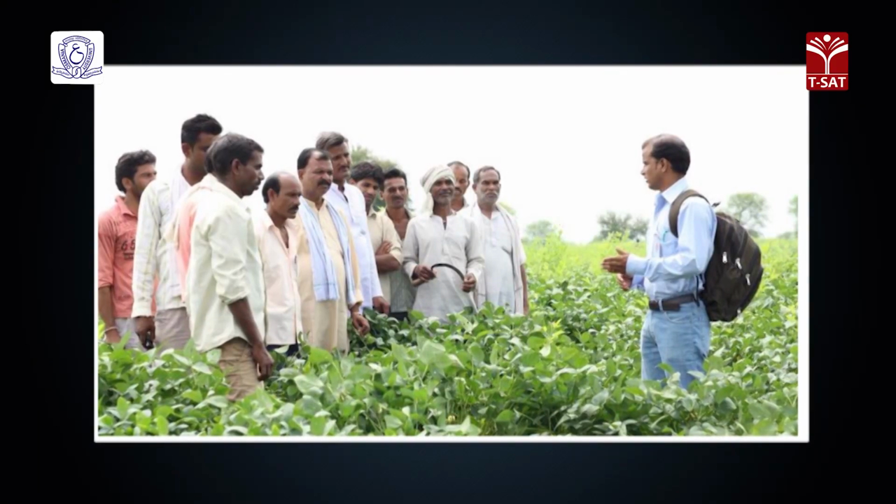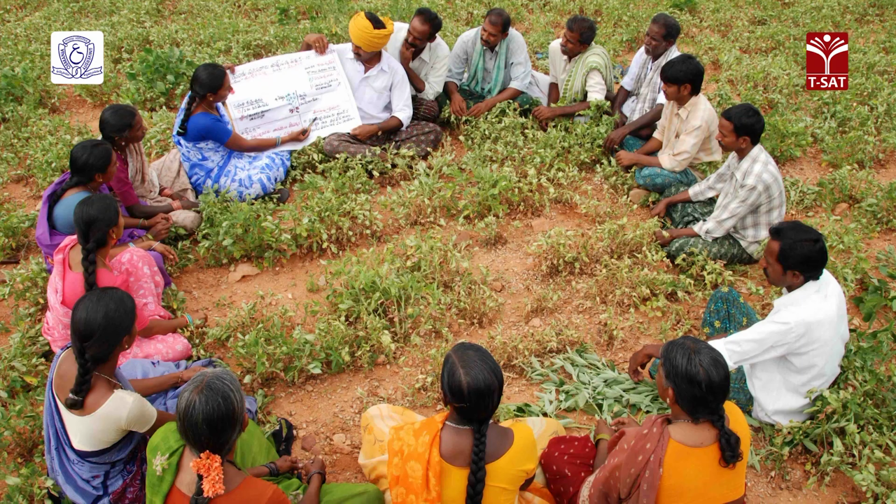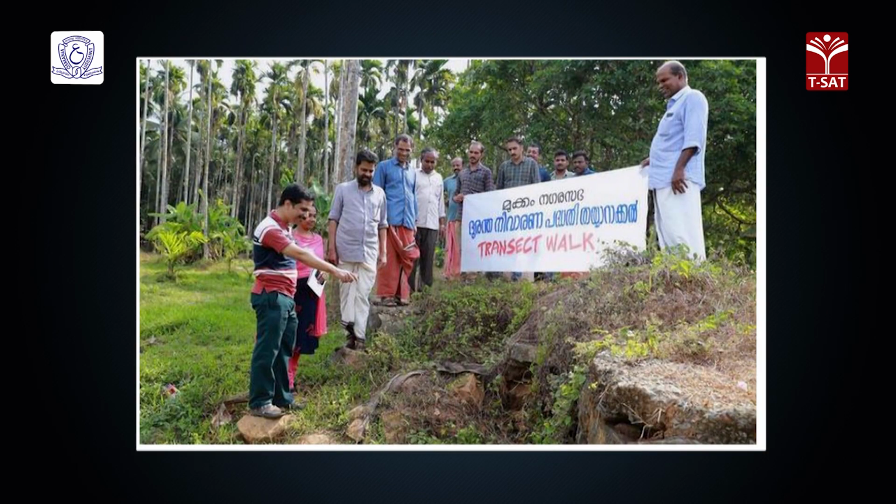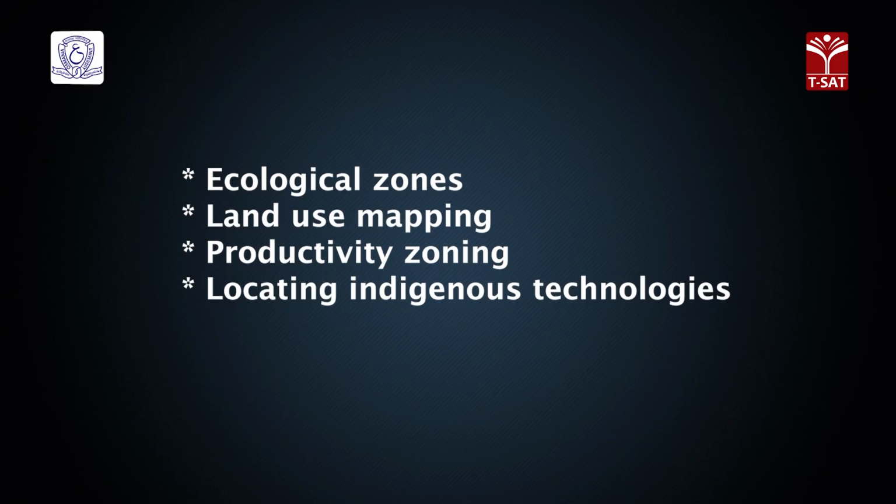It helps not only to locate and pinpoint various physical aspects, but also to understand and discuss with the people the background of these items. This facilitates in locating the areas which can be developed. Transects are used as prerequisites for mapping. Zoning of different areas in ecological zones, land use mapping, productivity zoning, locating indigenous technologies, etc.